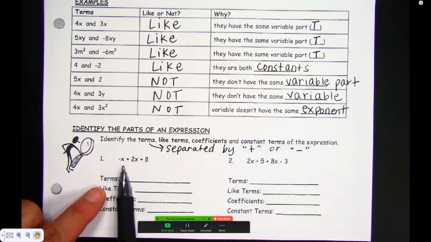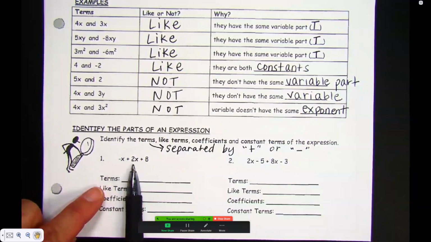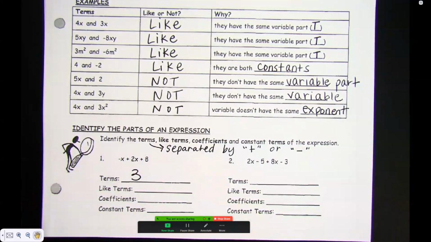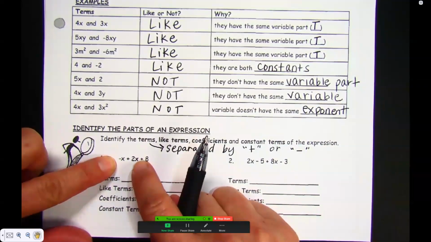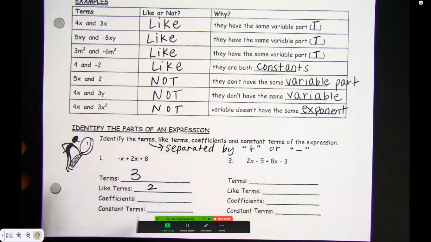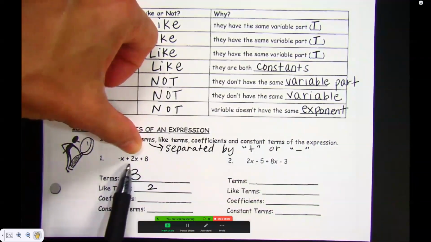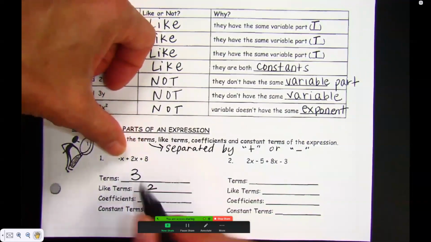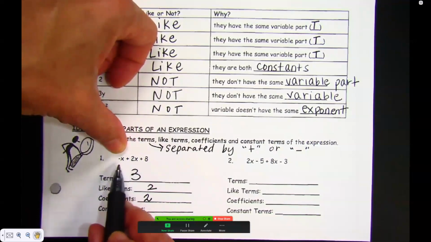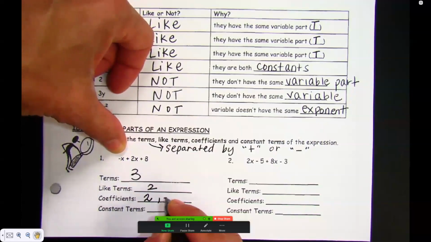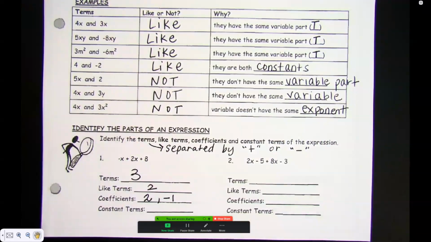Okay, so here I have 2 things separated, which means there's 1, 2, 3 terms here. So the amount of terms are 3. I have 2 like terms because they have the same variable part. I have 1 coefficient. The only coefficient I have is 2 because that's the only number in front of that x. If you look at the first term, it appears that there's not a coefficient, but there is. That coefficient is a -1.